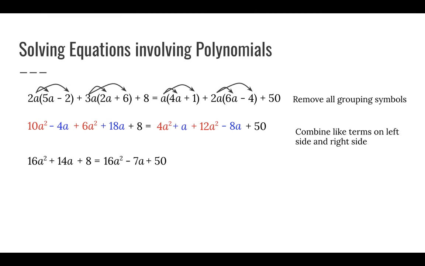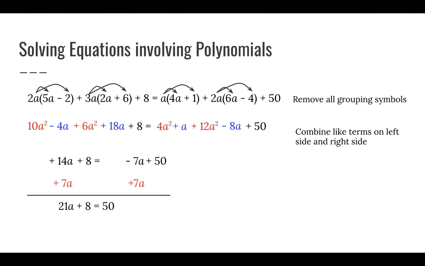I want to try to get my like terms on the same side of the equation. So the first thing I'm going to do is I'm going to subtract 16a squared from both sides. But what you'll notice with those 16a squareds is that they cancel out. Now I want to get the a's together. Now if I subtract 14a over to the right side, my a's are going to be negatives, and I'd like to have positives if at all possible. So instead, I'm going to add 7a to both sides.